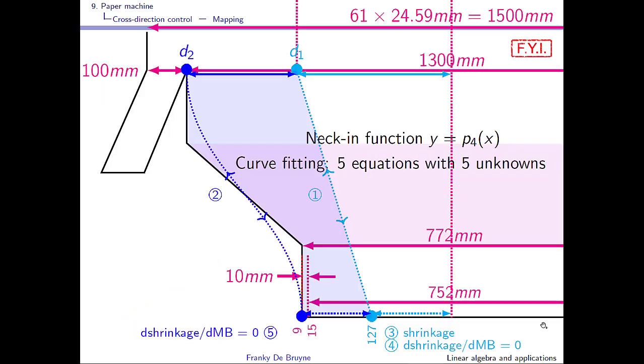So let us take the example of mapping with a linear zone. In this particular case, at some stage, I cannot go too much into the details, a number of measurement boxes here has to be mapped on a distance over here, and it has to be done using a so-called neck-in function, and it will be a fourth order polynomial. Fourth order polynomial because, well, fourth order polynomial means 5 parameters to set, and there are 5 conditions. So this leaves us with a curve fitting problem where you have 5 equations and 5 unknowns.